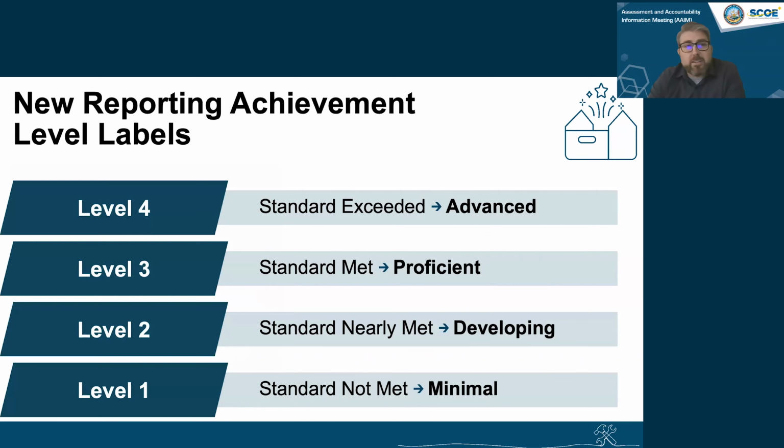So taking a closer look, you can hopefully see the image there on the screen. Level 4 has moved from standard exceeded to advanced. Level 3 has moved from standard met to proficient. Level 2 has moved from standard nearly met to developing. And then lastly, level 1 has moved from standard not met to minimal.